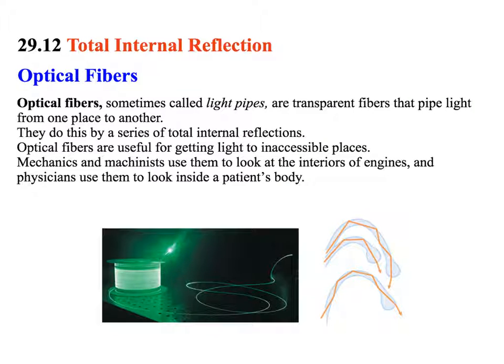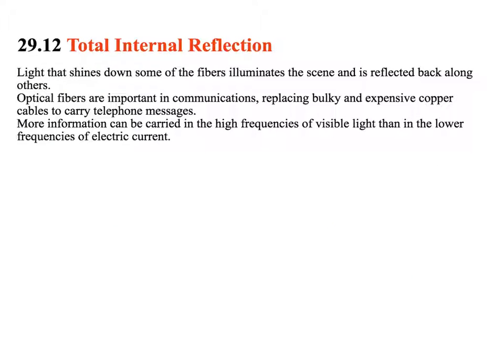Optical fibers, sometimes called light pipes, are transparent fibers that pipe light from one place to another. They do this by a series of total internal reflections. Optic fibers are useful for getting light to inaccessible places. Mechanics and machinists use them to look at the interiors of engines, and physicians use them to look inside a patient's body. Light that shines down some of the fibers illuminates the scene and is reflected back along the others.